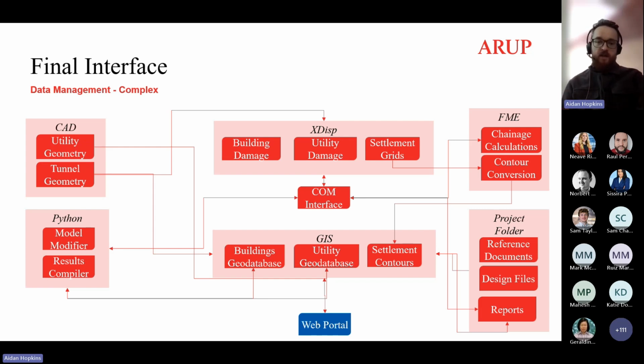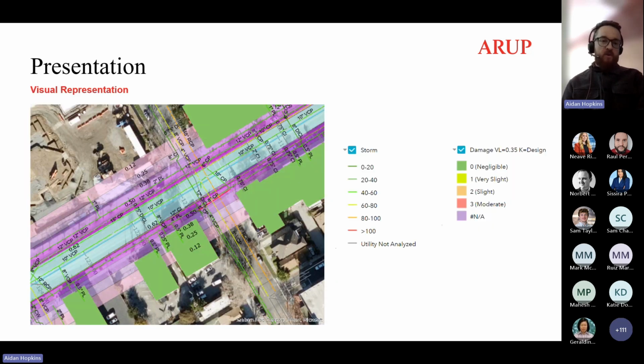So we pulled everything into GIS, and therefore you can see in plan your settlement contours combined with your building damage results, combined with your utility results, broken down by utility type, and then also in the portal you can click on it and see all the information. And all that's getting pulled from the XDisp model via the API interface and allows for easy communication with stakeholders.